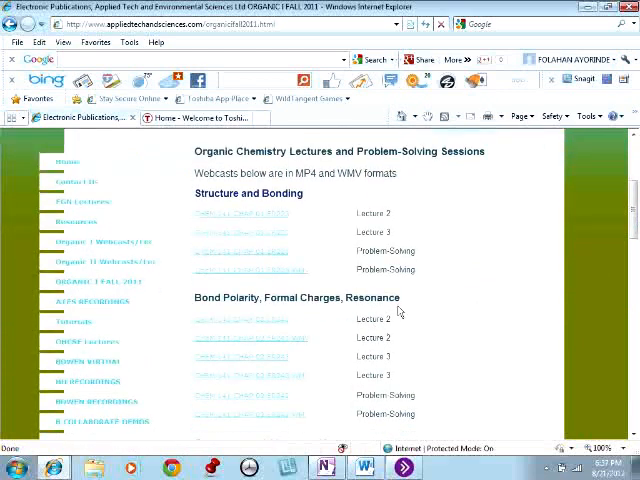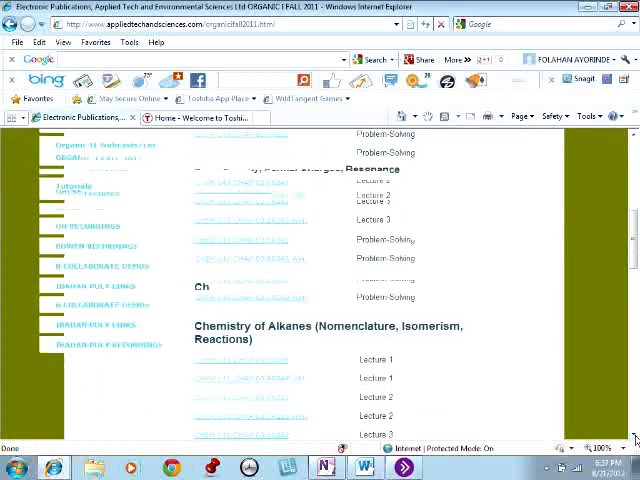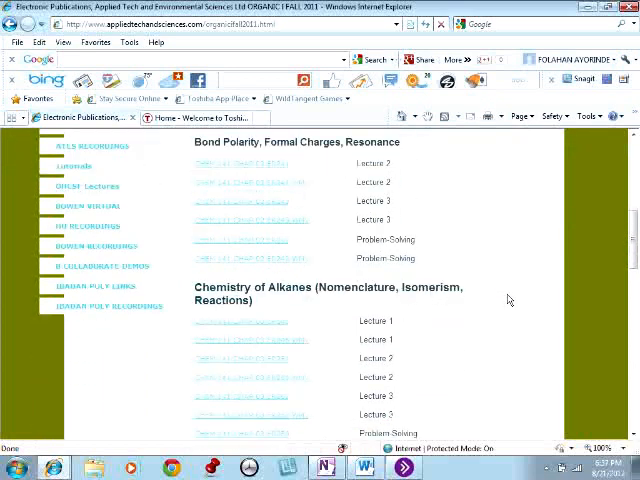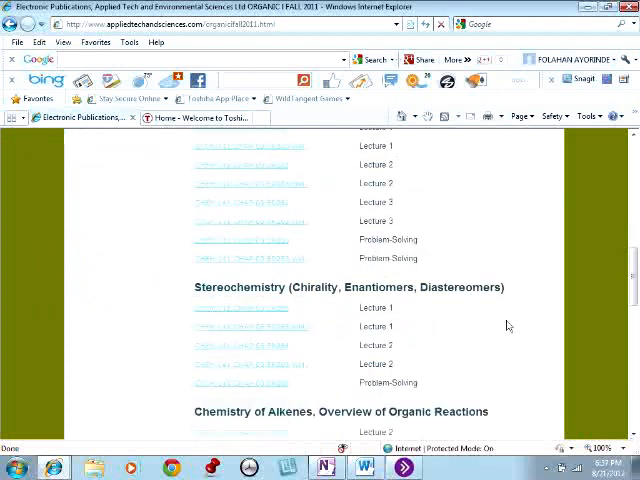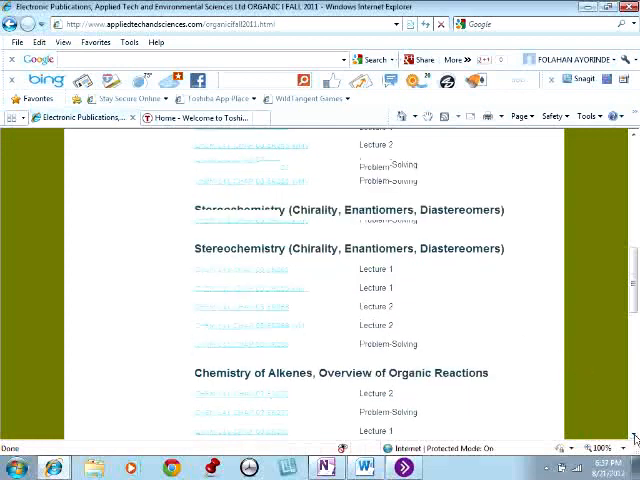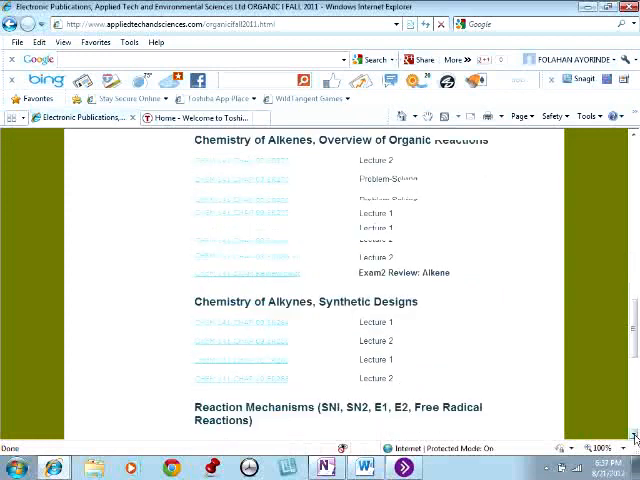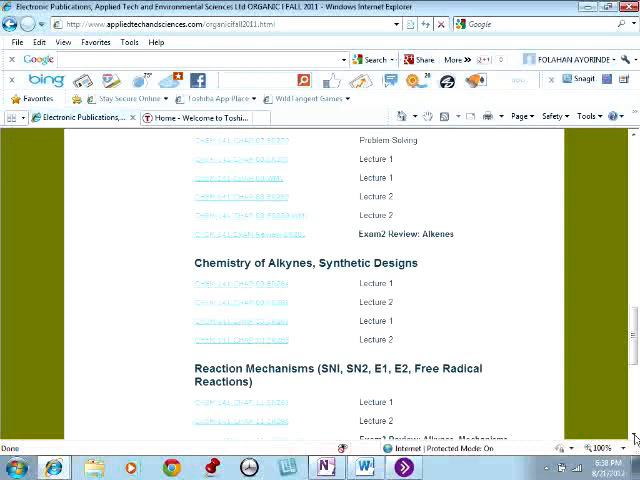Okay, you have structure and bonding, bond polarity, which is chapter 2. You have chemistry of alkanes, chapter 3. You have stereochemistry, which is chapter 5. So all of those things are there. You have the whole semester of lectures and problem-solving sessions. Okay? So you could decide to watch anyone you want.